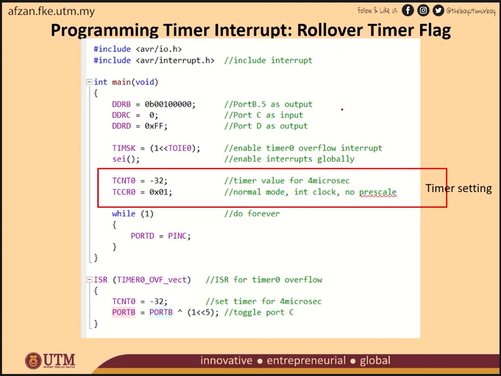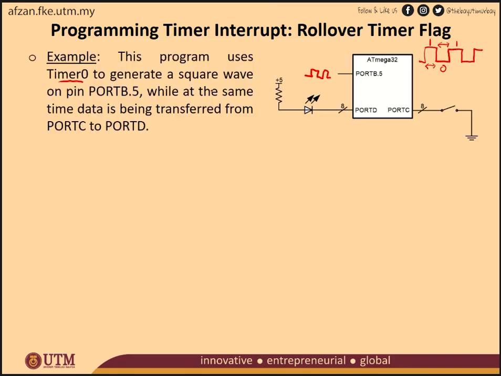To write the program, first thing first, step number one, you need to include your interrupt header, similar to what we learned in the external hardware interrupt. And then after that, you start with int main(void), open curly bracket and close curly bracket. Step number two, what you're going to do? Initialize your input output ports. So in this case, you're going to see this case here.